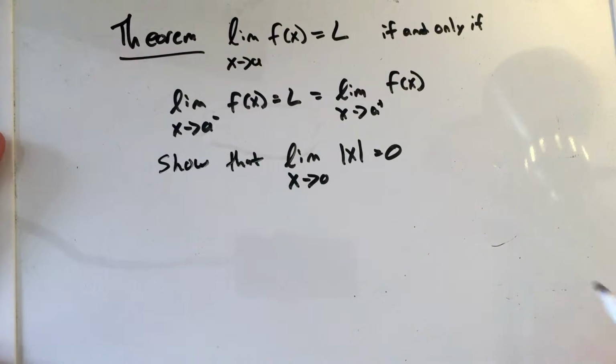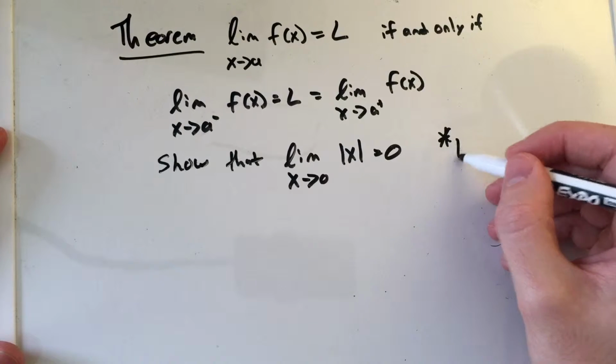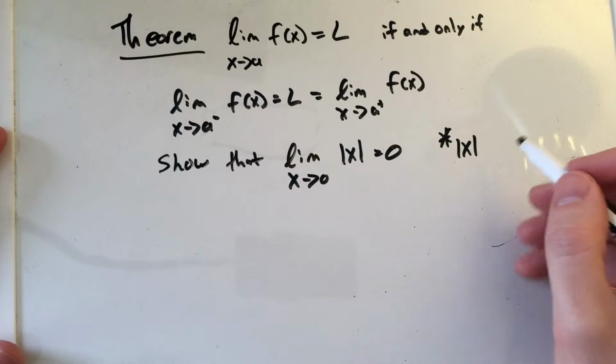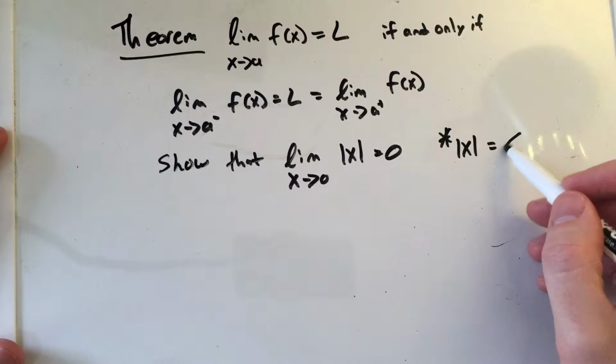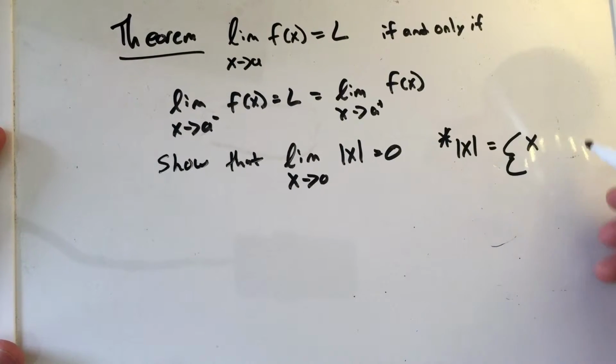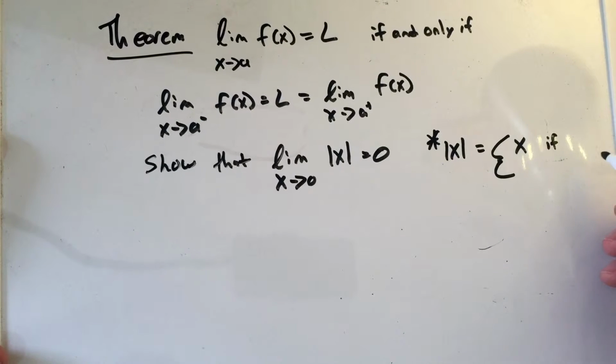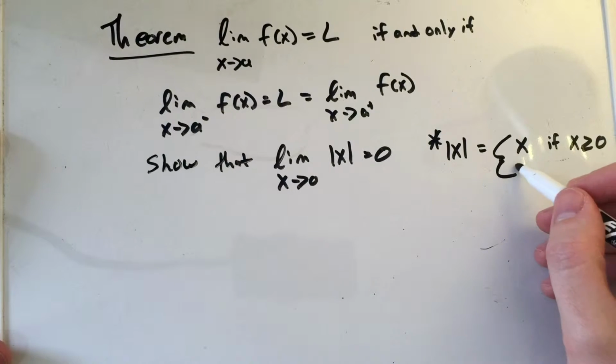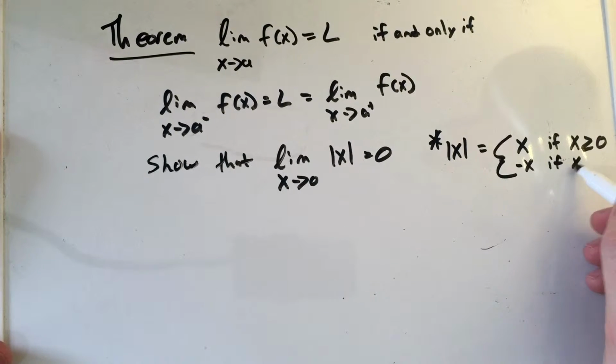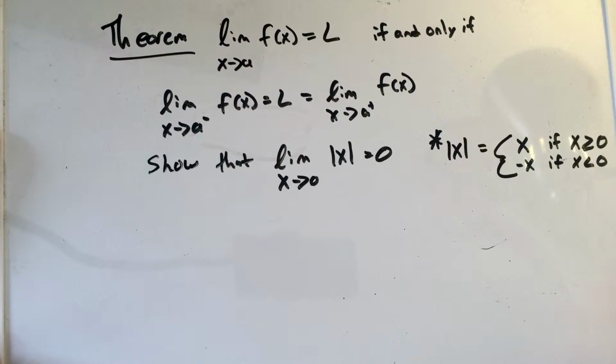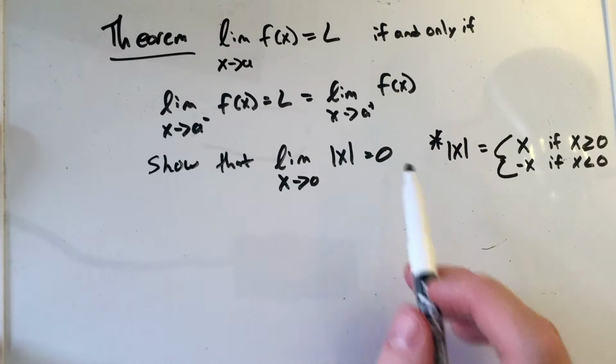Okay? Well, we note here that the absolute value of x, we can write it as a piecewise function: x if x is greater than or equal to 0, and negative x if x is less than 0. So it behaves just like these two functions. So what we can do is use each one of these functions, from the right and the left, to show that both sides approaching at x equals a equal that L. And L in this one is 0.